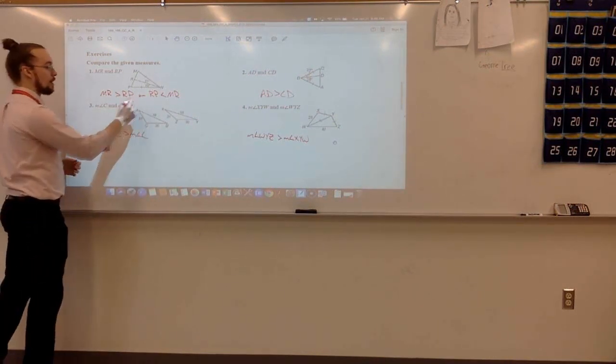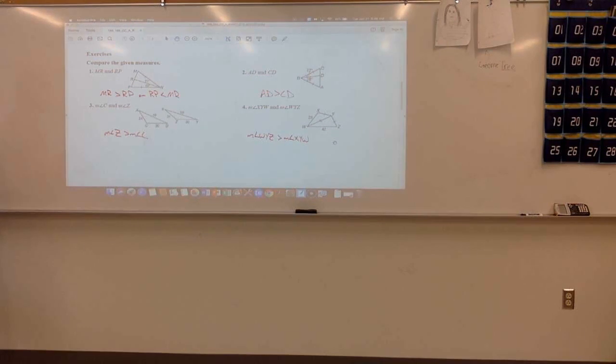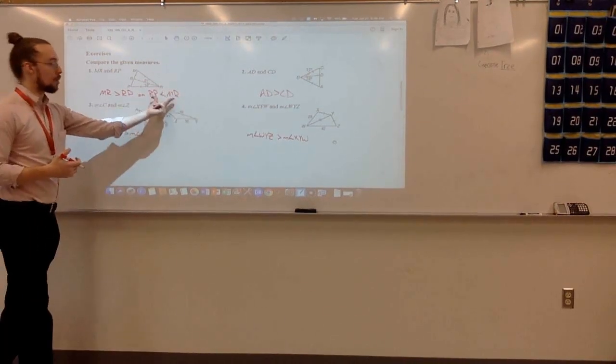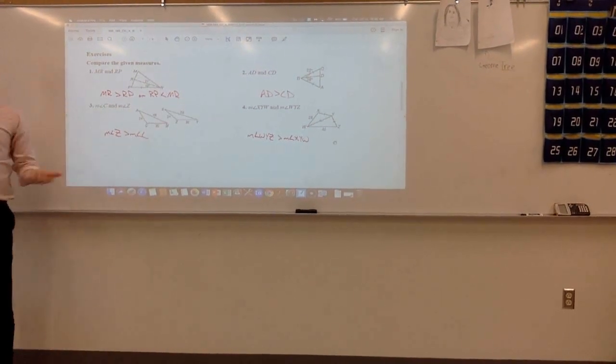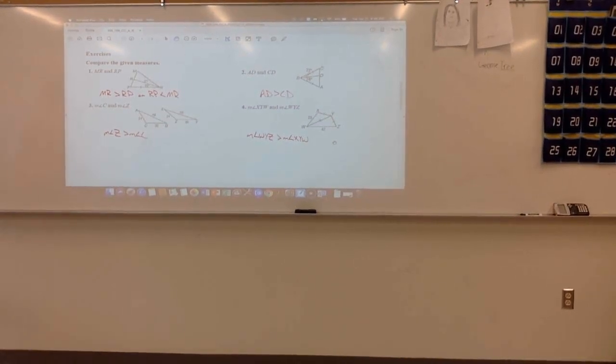Right? You don't have to have the greater than symbol. You could have MR is greater than RP, or RP is less than MR. That could be the case for all four of these. Okay. Any questions on making these comparisons?